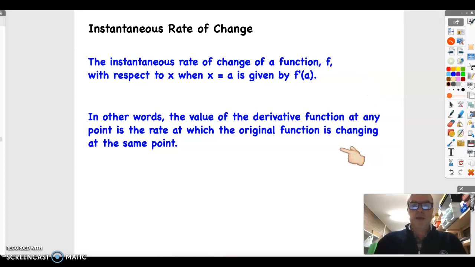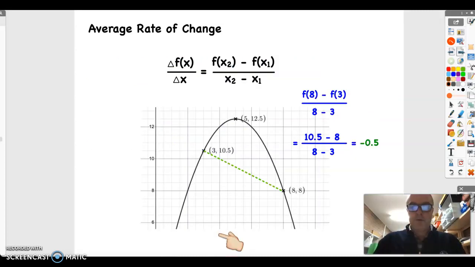So in other words, the value of the derivative function at any point is actually the rate of change of the original function at that same point. Now just for a moment, I would like to talk about the average rate of change, just so we don't confuse this. So the average rate of change you've probably learnt before. We talk about this as a formula, which pretty much is the formula for the gradient between 2 points along a straight line. So it's the change in the function divided by the change in x. It gives us the average rate.